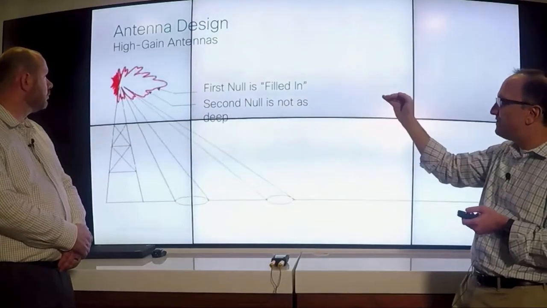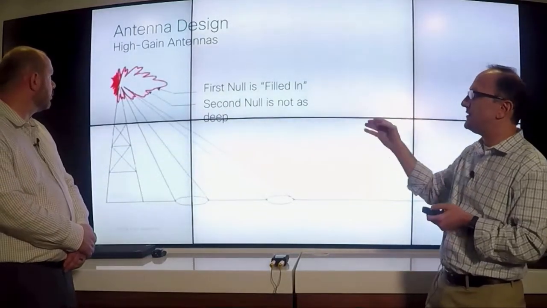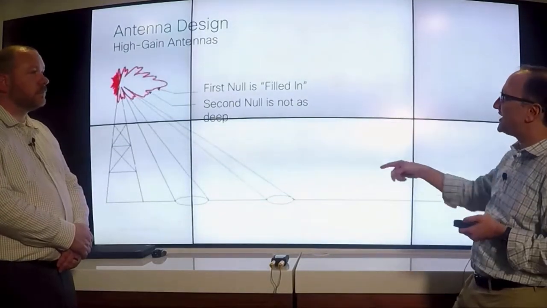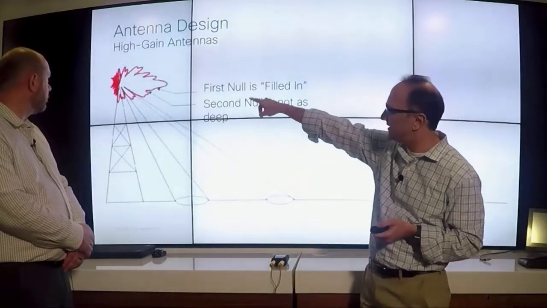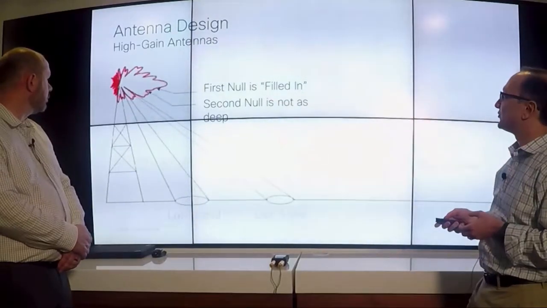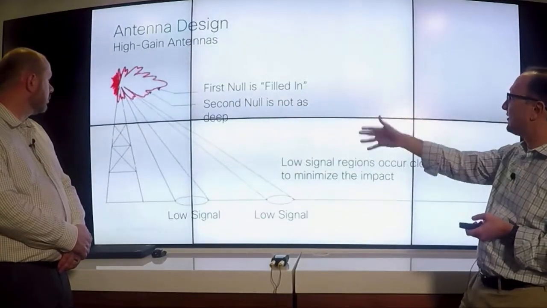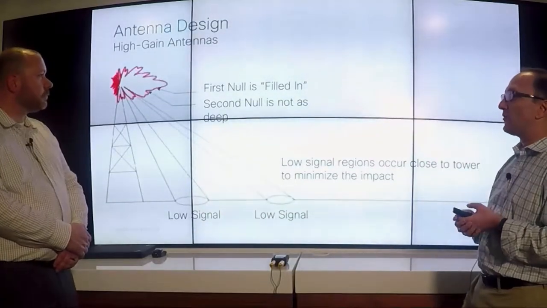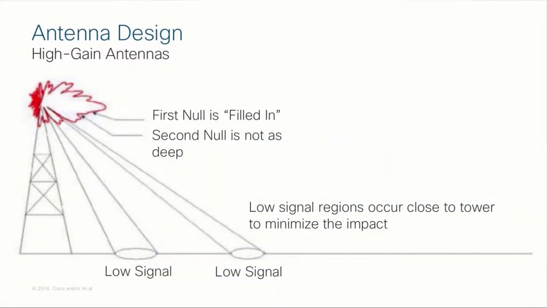I fill in the first one. The second one's not as deep, but that comes at a cost. I can't get that everywhere, and that's why we get that real drastic null closer in. The impact is that those are areas of low signal. If we had this up on the tower, and you're down close to the tower, you're saying, hey, it's a high-gain antenna, I should be getting a great signal. I'm right next to it, but you're actually in the shadow cast by the null.